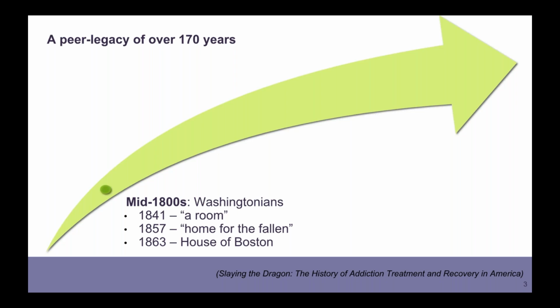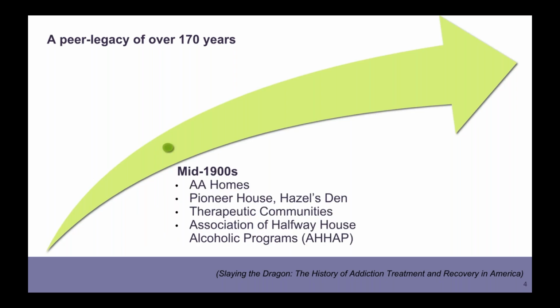in America, we can trace the early versions of recovery residences to the Washingtonians. They were a mutual aid society that rapidly rose within the temperance movement of the 1800s. They provided sober living environments as early as 1841. The Washingtonians established a home for the fallen in 1857 and the House of Boston in 1863. If I remember right, I read that they oftentimes referred to these as inebriate homes, which I think is funny given the language of today. This means that recovery residences are a 170-year peer-led legacy.